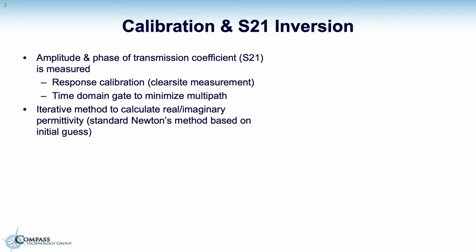So calibration, unlike a waveguide, in free space the beam diverges. And so that makes it difficult to use the conventional waveguide type of calibration, such as TRL or some combination of shorts and opens and loads and so forth. Instead, we keep it simple. We use just a response or response and isolation calibration. In the case of a transmission measurement that we're doing here, that'll be just a simple clear sight measurement.